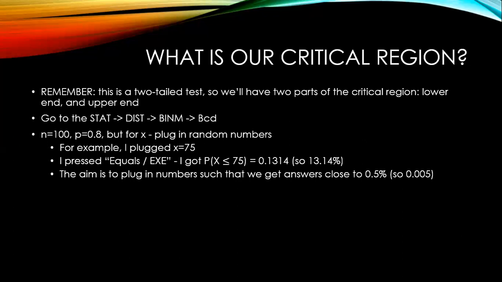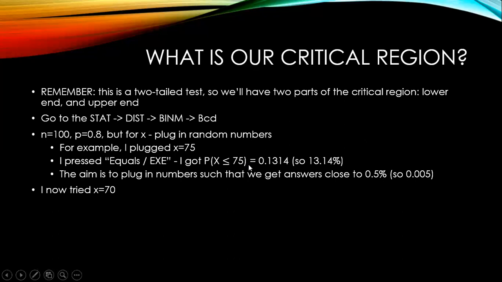We want to try and get X values that give us a binomial CD probability close to 0.5%, and then we can make some conclusions about our critical region. What we just got there was 13.14%. Now, that's not quite near 0.5%, is it? So let's try some lower numbers.